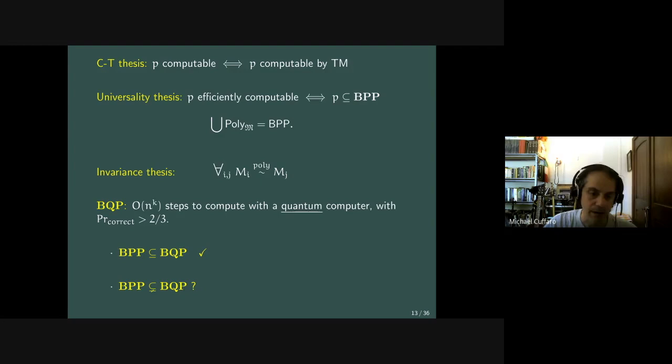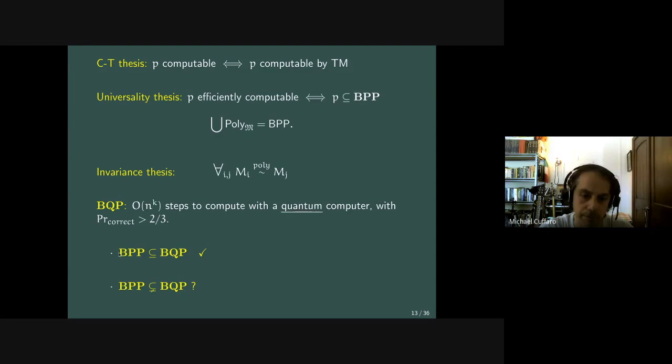So for instance, imagine that the computer begins in the state zero, then we subject it to a Hadamard transformation that transforms the state into a superposition, and then we just measure that state and we get a 50-50 probability of getting zero and one. And so in that way, we can simulate a fair coin toss using one extra step, basically. And so we can always simulate a probabilistic computation using a quantum computer.